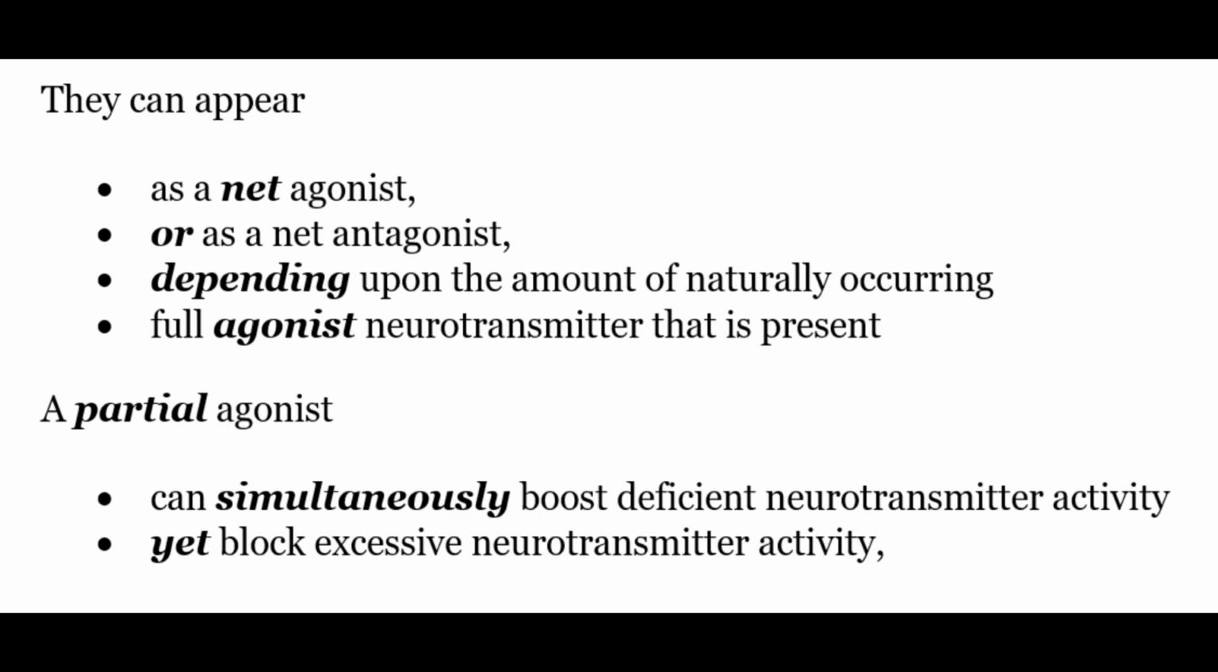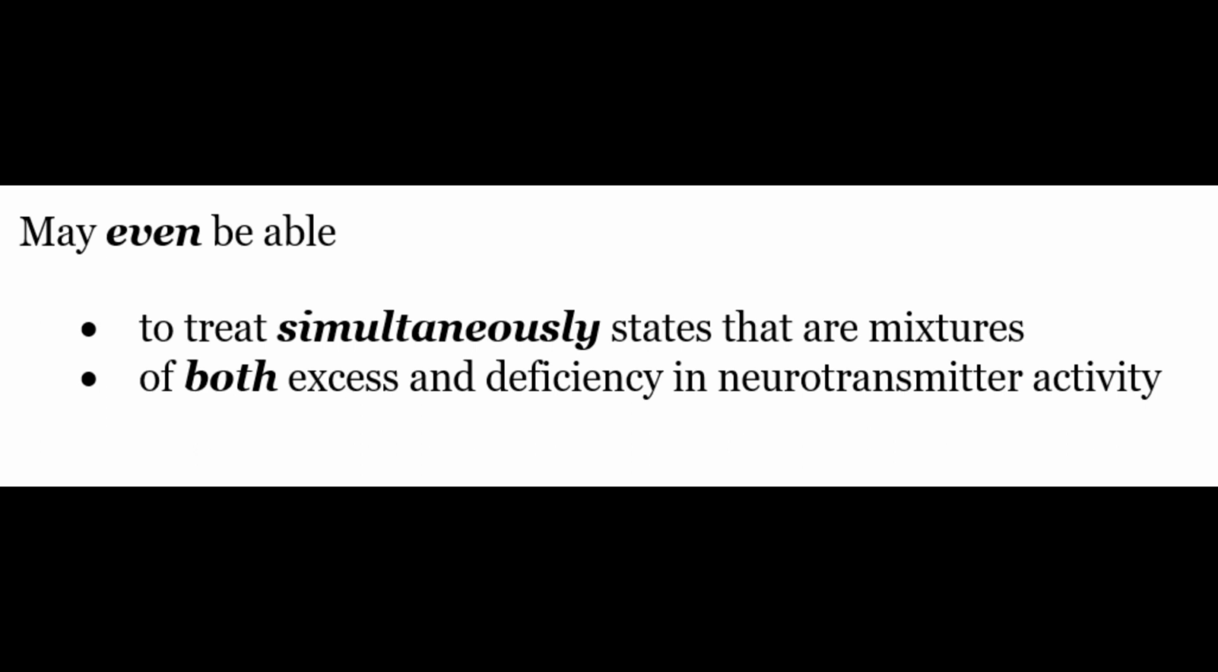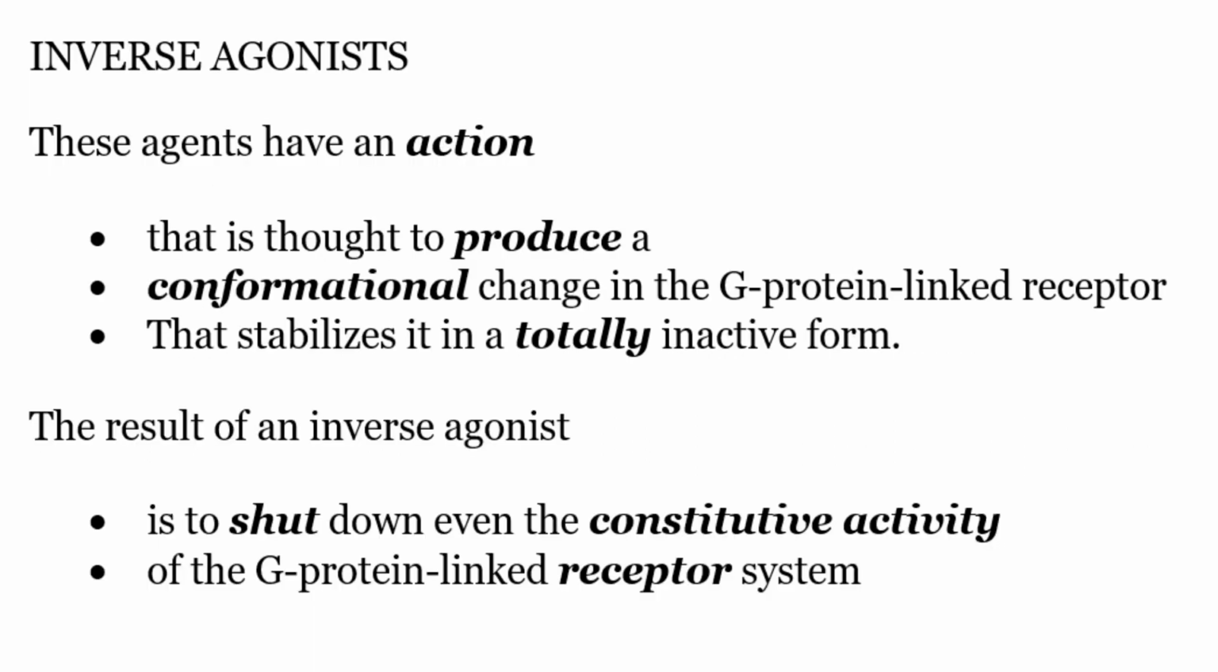A partial agonist can simultaneously boost deficient neurotransmitter activity yet block excessive neurotransmitter activity, and thus may even be able to treat simultaneously states that are mixtures of both excess and deficiency of neurotransmitter activity. Now coming on to inverse agonists.